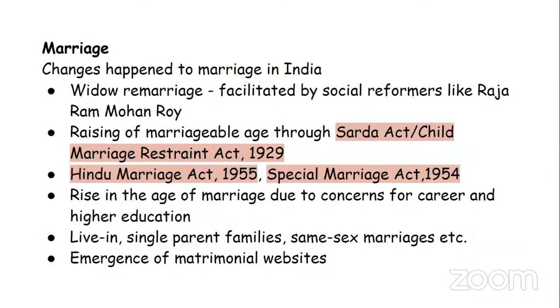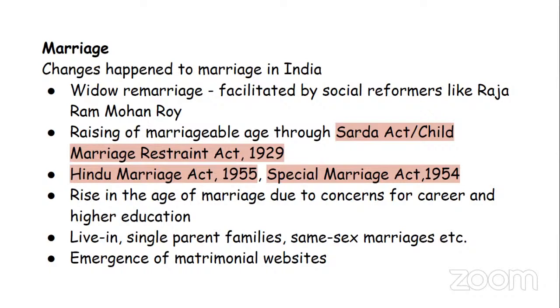Widow remarriage was facilitated by social reformers like Raja Ram Mohan Roy. Another important milestone in marriage is the raising of the marriageable age through the Sharda Act or Child Marriage Restraint Act of 1929. So through this act, the marriageable age was raised. It was also a major milestone in the history of marriage in India. Then the legislation of the Hindu Marriage Act 1955 and the Special Marriage Act 1954. These are also important points while studying marriage in India. Okay, you should remember the years and these acts: Hindu Marriage Act of 1955 and Special Marriage Act of 1954.